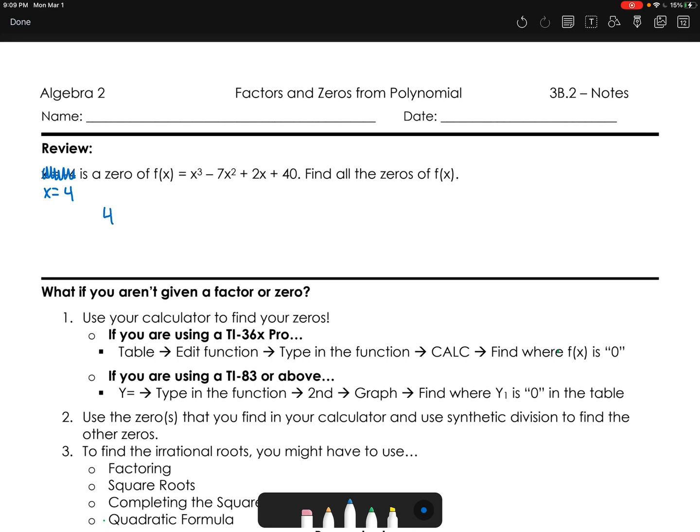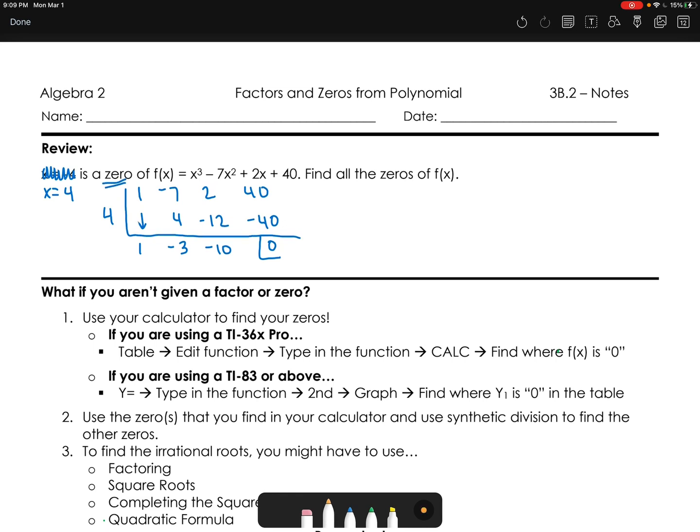So remember, we use synthetic division, and I'm going to line up all of my coefficients right here. 1, -7, 2, and 40. And I am just going to complete my synthetic division. And so -3 times 4 is -12, -10 times 4 is -40. You should always end up with 0 as your remainder when it tells you something is a 0.